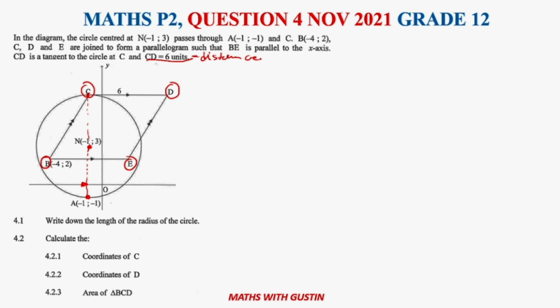4.1 says write down the length of the radius of the circle. They're just asking us straight away to write down the length of the radius. I think there's a reason for that. They don't even say calculate, they said just write down. So this line here is our radius up until here.